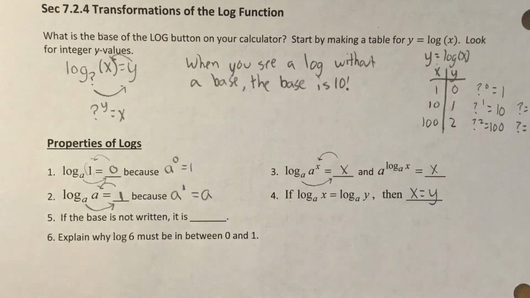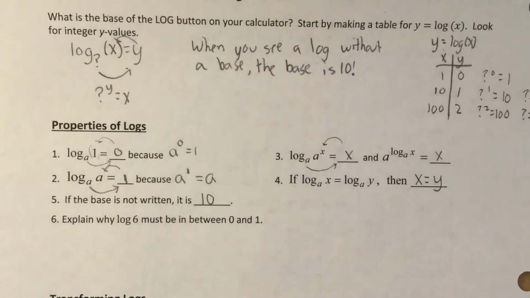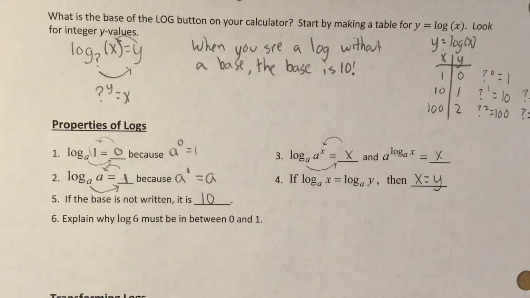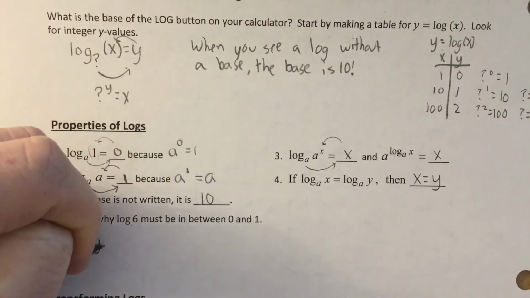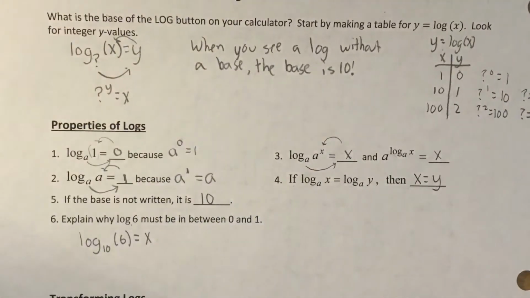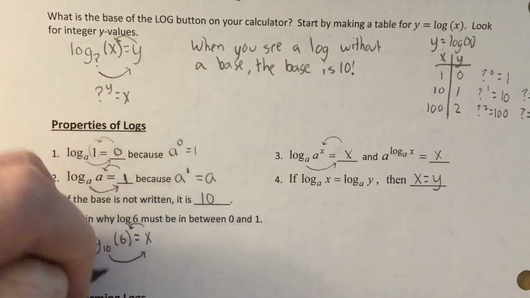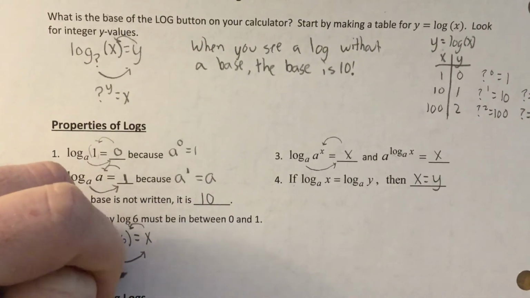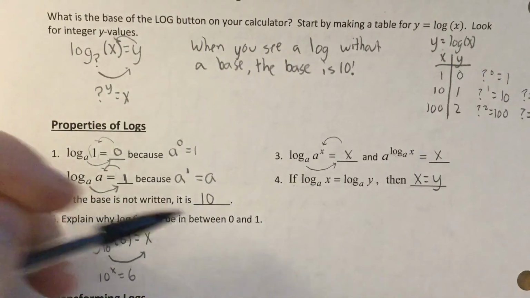And again, if the base is not written, the base is 10. That's what we just wrote up here. The next one says, explain why log of 6 must be between 0 and 1. So, again, this is log base 10 of 6, and that would equal x. If you write that as an exponential, this would be saying 10 to the x equals 6. So they're saying, well, why does this answer have to be between 0 and 1?